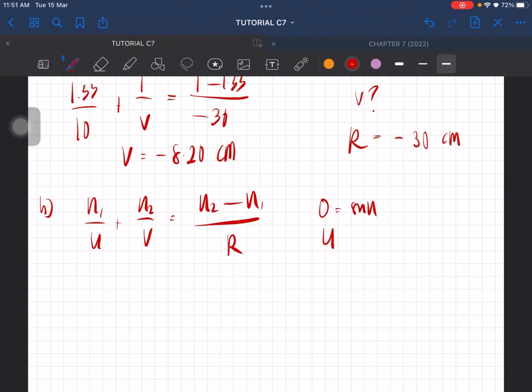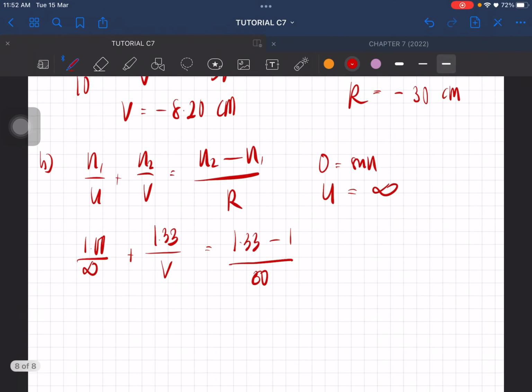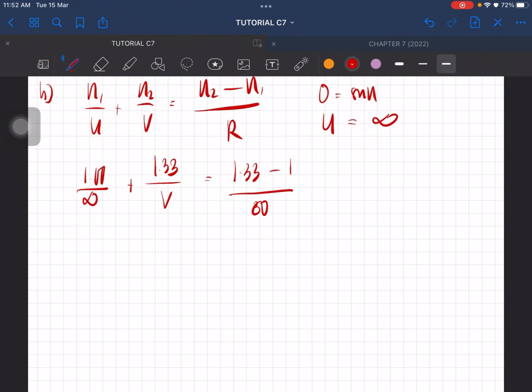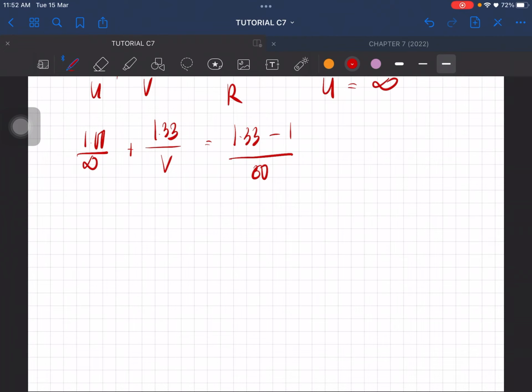Basically the distance of the sun from the fishbowl is at infinity, if we are considering the sun. So n1 is air because that is the first medium, u is infinity, and then n2 is 1.33 over v, equals 1.33 minus 1 over r. r is going to be 30 centimeter because that is the radius of the fishbowl, and it would be positive because now the center of curvature is in the denser medium. So v equals 120.9 centimeter.